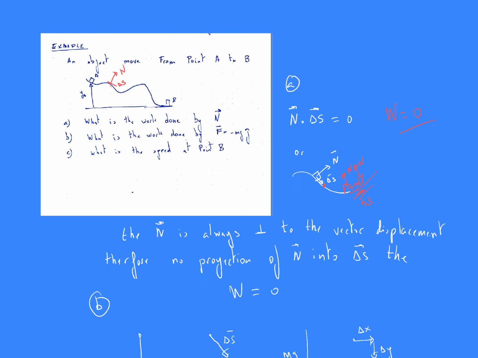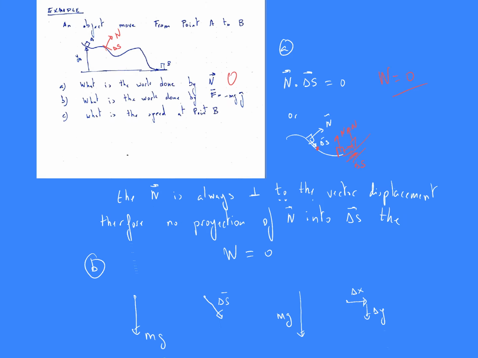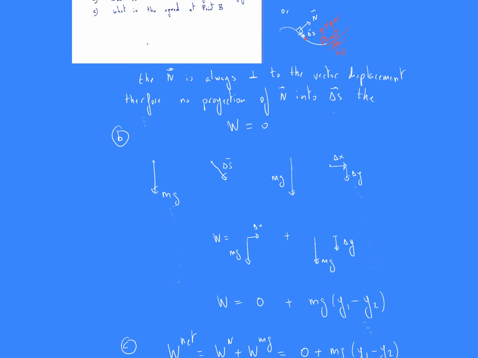It means that the normal force cannot make a change in the kinetic energy. So what is the work done by the N? 0. What is the work done by the weight? The work done by the weight is mg(y1 minus y2). And here again, the calculation is always the same expression. The net work is the work of the normal force, that is 0, plus the work of the mg, that is mg(y1 minus y2).